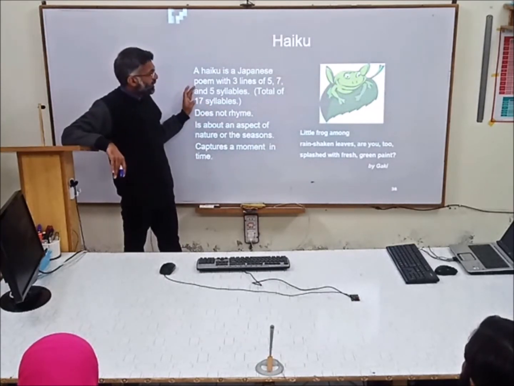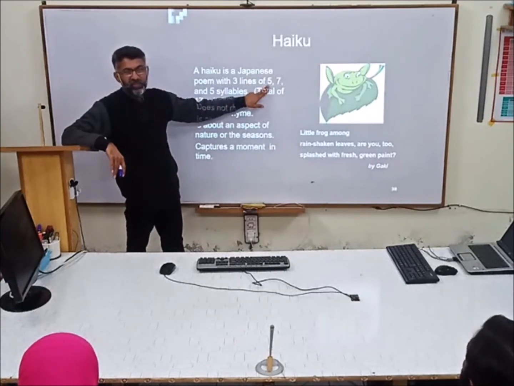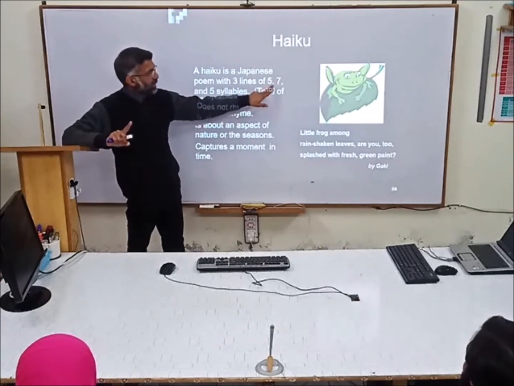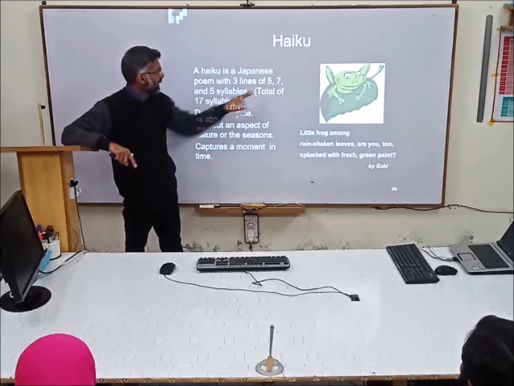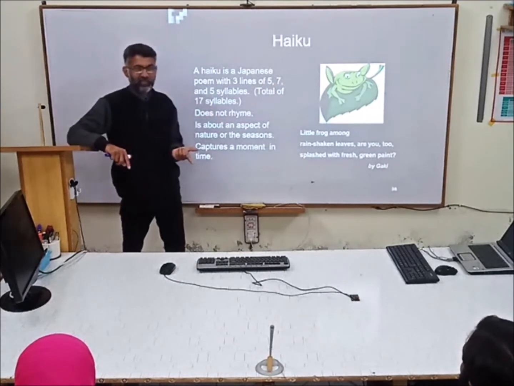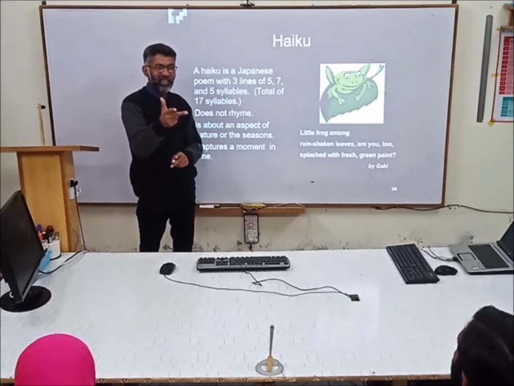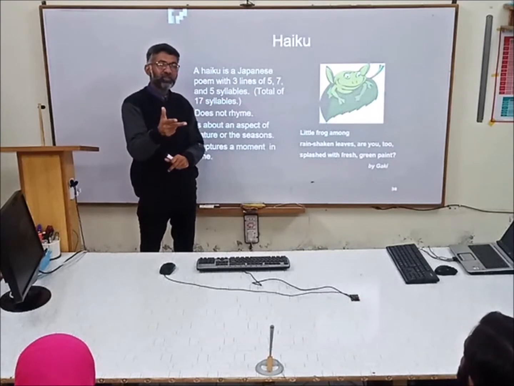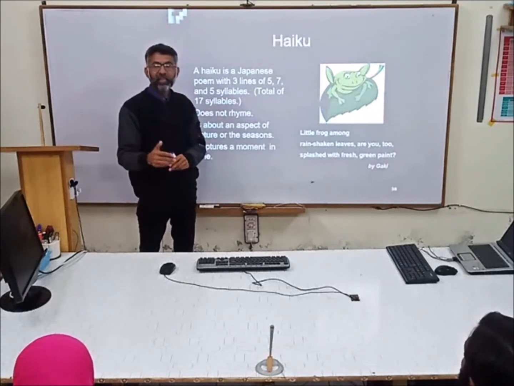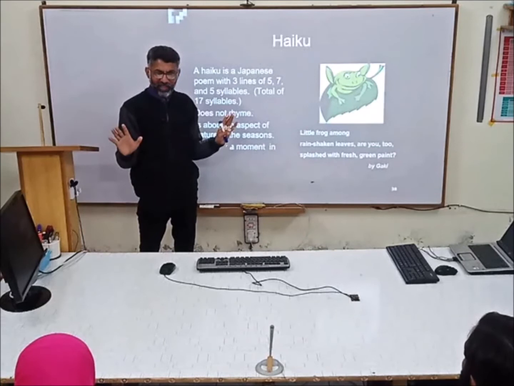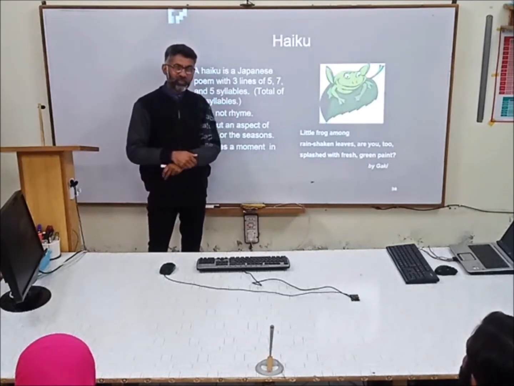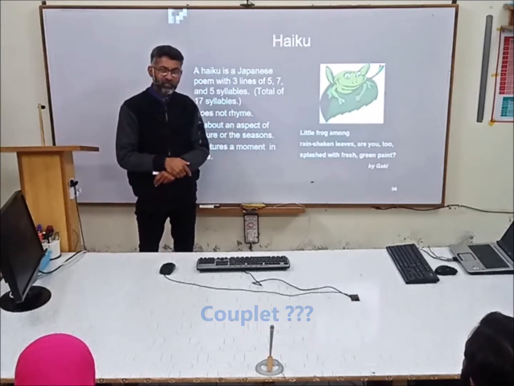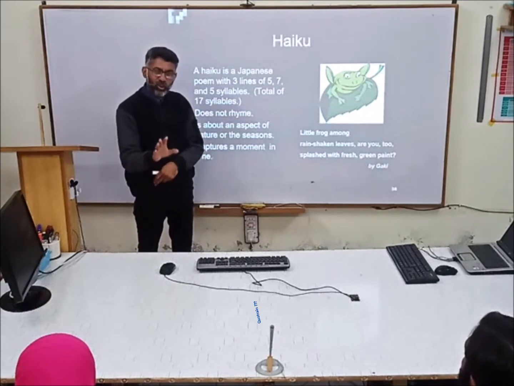What is its pattern? Know that there are 5 syllables in the first line, 7 in the second line, and 5 in the third line. 5, 7, and 5 syllables in all 3 lines respectively. Clear? Yes, sir. Is haiku a couplet? Haiku is not a couplet. Is haiku a quatrain?